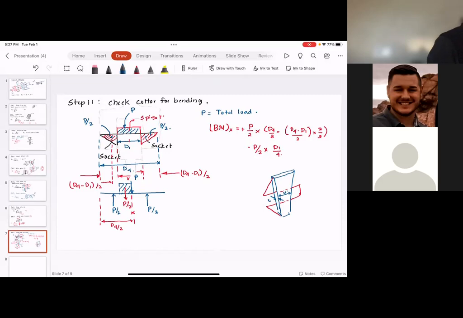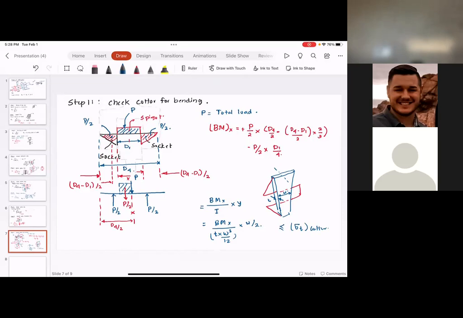So the stress is BM X divided by I multiplied by Y. Now, please note the bending is about this axis, which means BM X divided by T W cube by 12 multiplied by W by 2. And this should be less than sigma T of the quarter. So that is how you would check the quarter for bending.